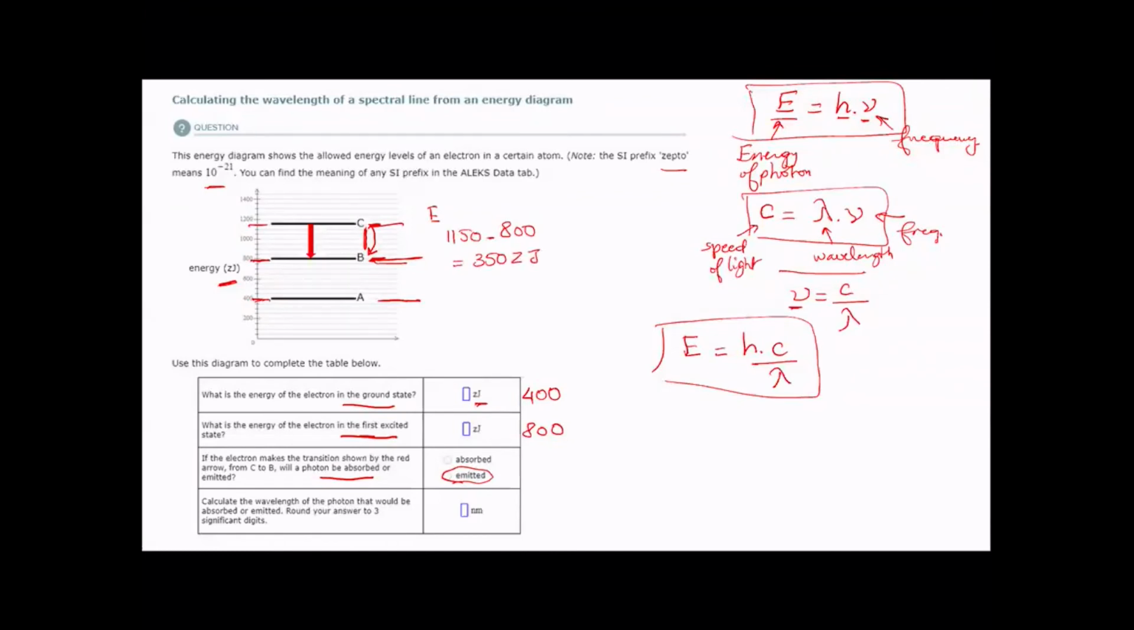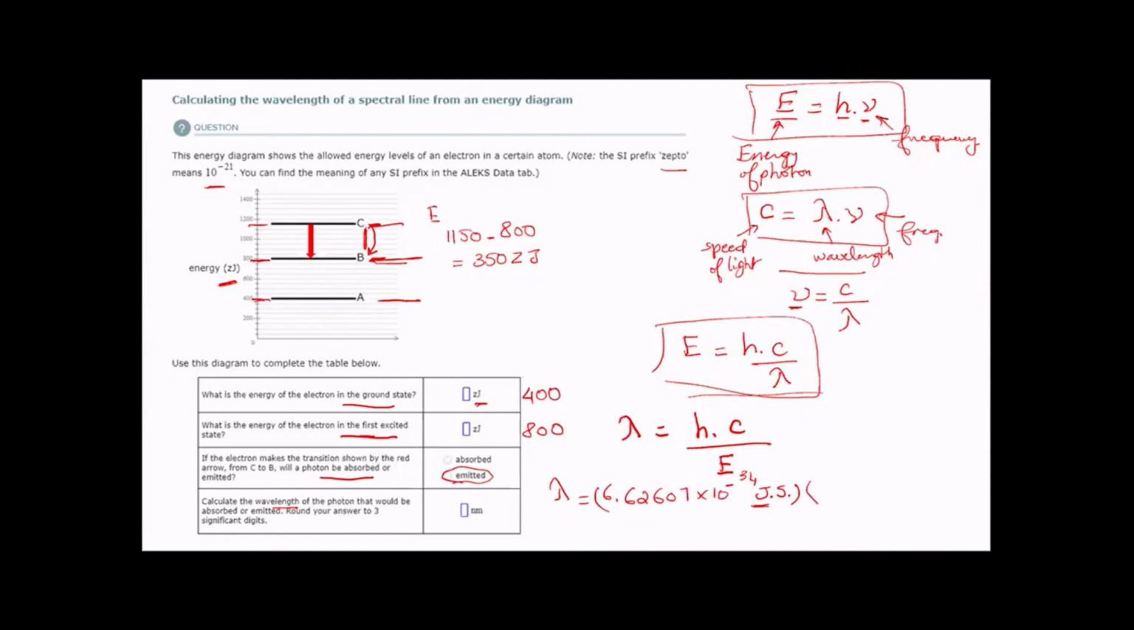Okay, now the question is asking us to calculate the wavelength. So I'm going to take this formula and rearrange it to solve for the wavelength. So the wavelength would be equal to Planck's constant times the speed of light divided by the energy of the photon. All we have to do now is plug in these numbers. Let's start by plugging in the Planck's constant. The Planck's constant, you can find that in your book or on ALEKS. Planck's constant equals 6.62607 times 10 to the negative 34 joules times second. This is important because now the unit of Planck's constant is in joule.